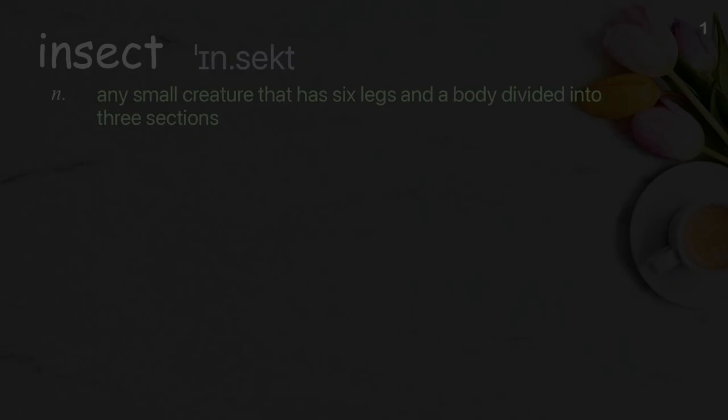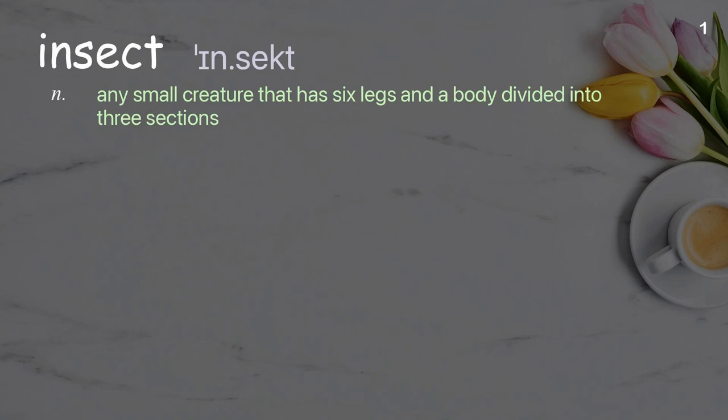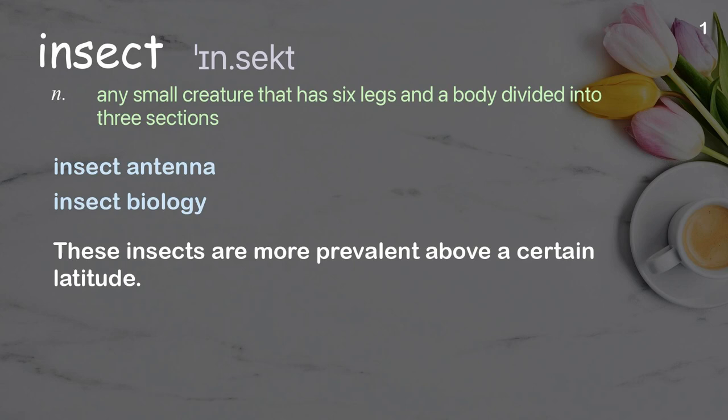Insect. Any small creature that has six legs and a body divided into three sections. Examples: Insect antenna. Insect biology. These insects are more prevalent above a certain latitude.